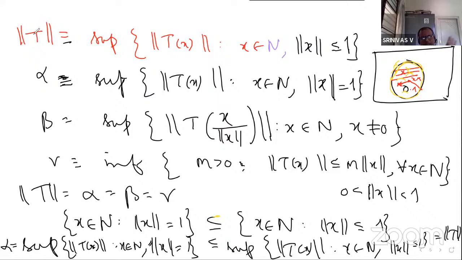For such continuous linear maps, norm T can be calculated by any of these four values: norm T, alpha, beta, gamma. All these four values are equal. You can calculate any one of these depending on the comfort in computation. Now let's move to the next theorem.